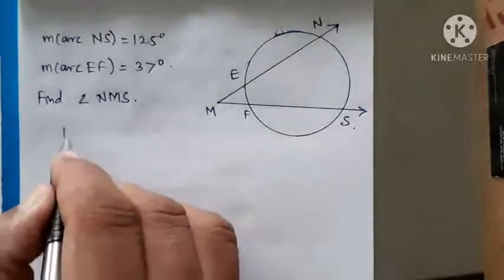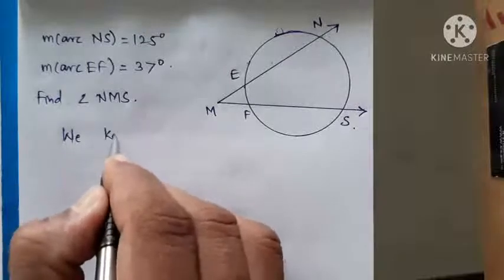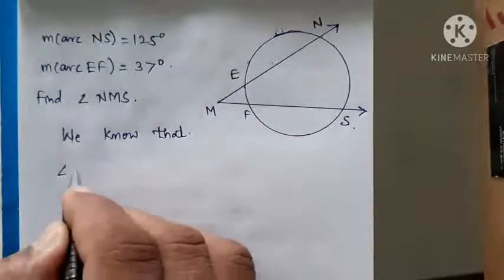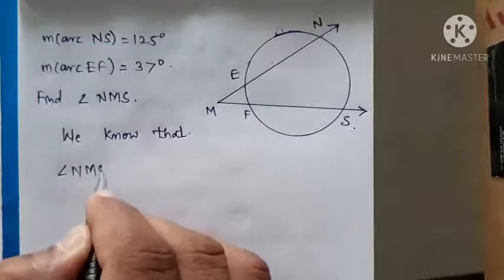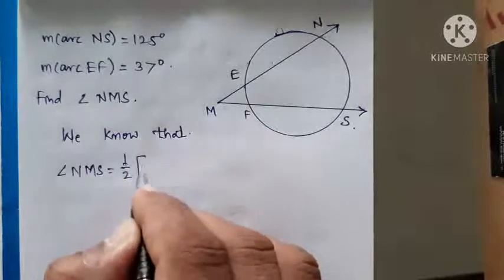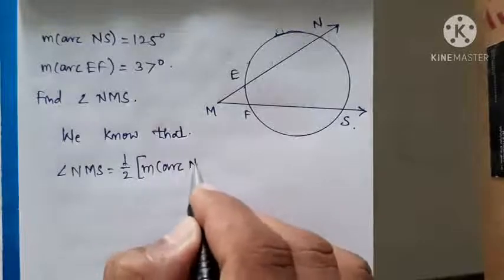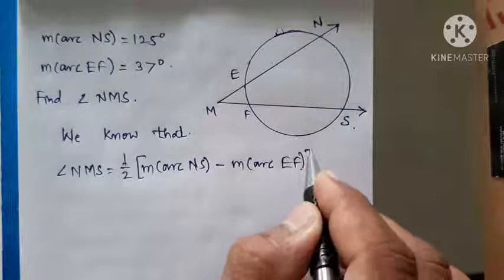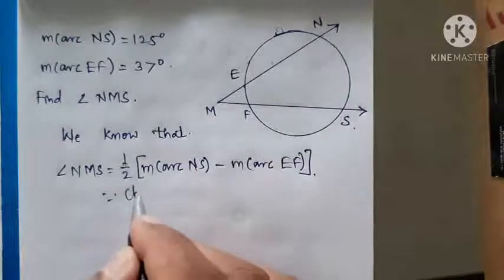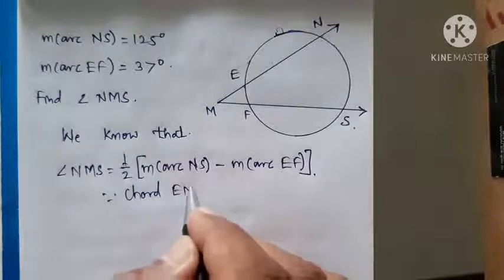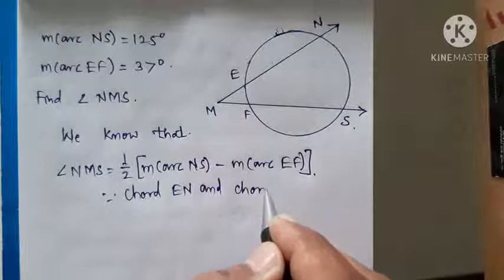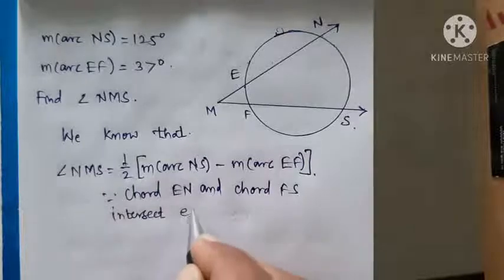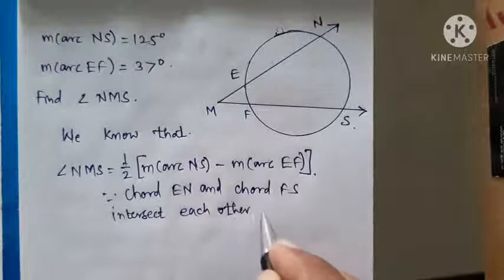We know that measure of angle NMS is equal to half of the bracket measure of arc NS minus measure of arc EF, square bracket complete, because chord EN and chord FS intersect each other externally to the circle.